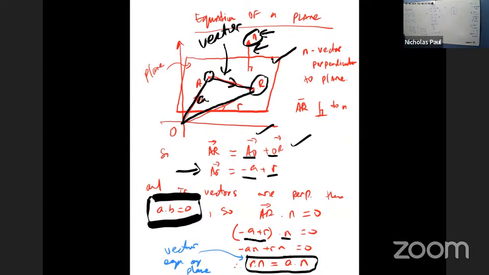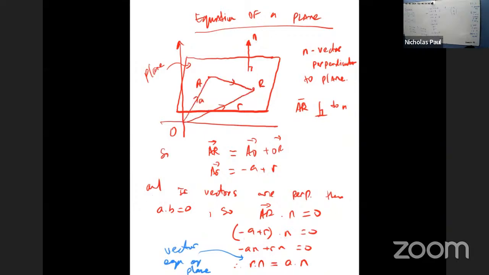That equation is the vector equation of a plane. I'll send in this note, but for now, just make a note. R dot n is equal to A dot n. It's the vector equation of the plane. Don't write the whole thing, or you can take a picture if you want, but I'll send it on the group. Just do me a favor, write down the vector equation of the plane: R dot n is equal to A dot n.